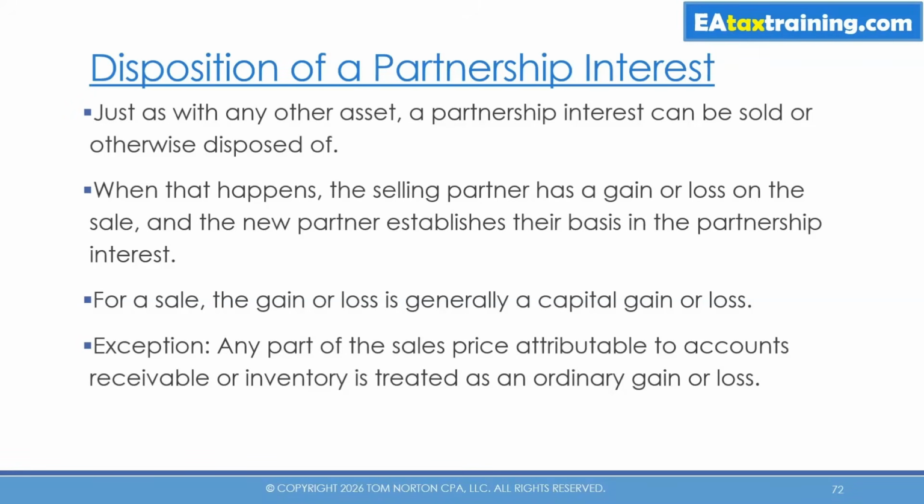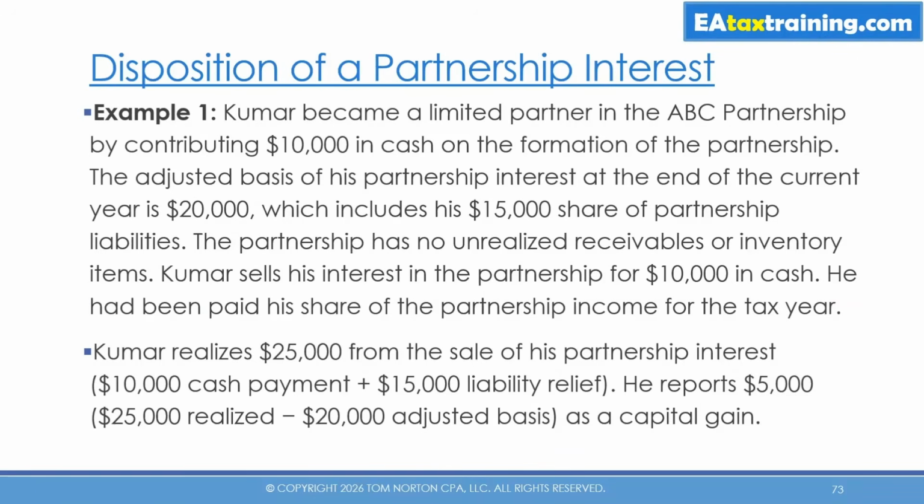So you'll remember that accounts receivable and inventory are not capital assets. They're ordinary assets. So any part of the sale of a partnership interest that is attributable to accounts receivable or inventory, that portion of the sale will be an ordinary gain. Because if the partner had stayed in the partnership, if they hadn't sold their interest, they would have gotten ordinary income from that accounts receivable and that inventory. So when they sell their interest, that portion is ordinary income rather than capital gain. So let's look at a couple of examples.